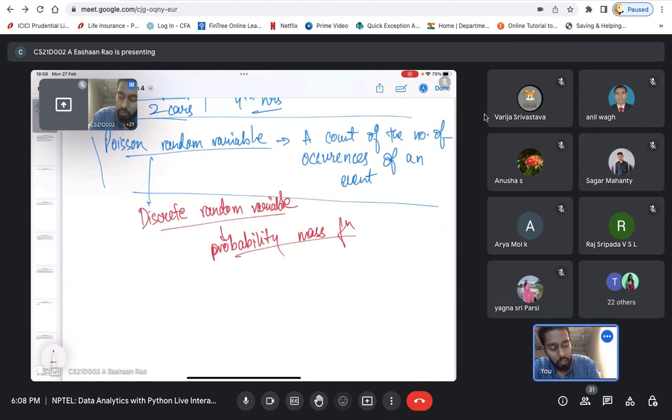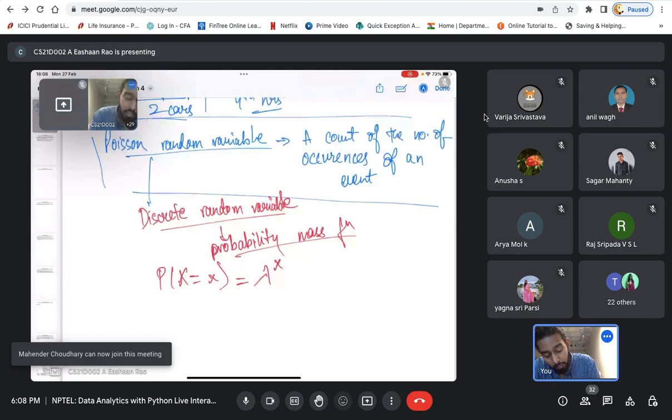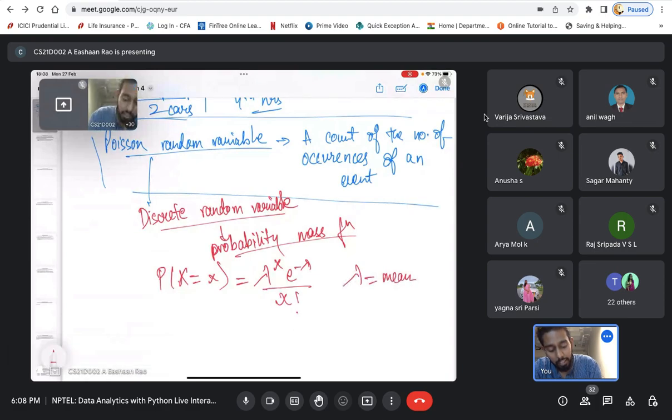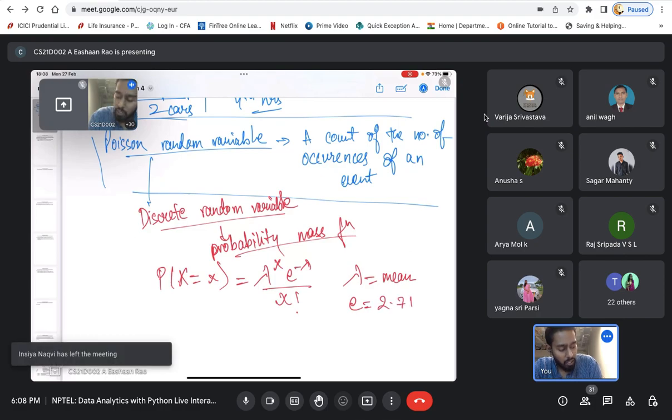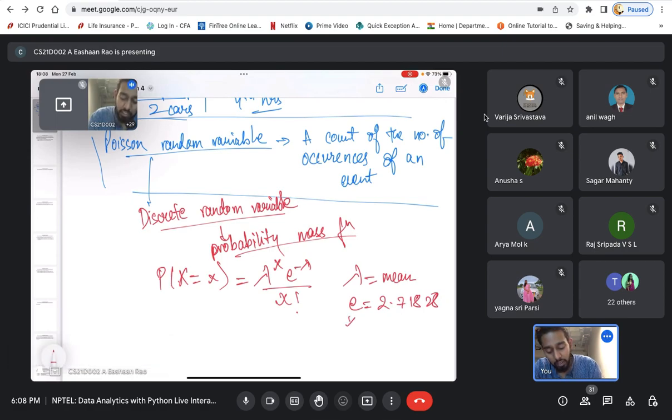For a Poisson distribution, given a random variable small x, it has been defined as lambda raised to x, e raised to minus lambda, over x factorial, where lambda is the mean, and e is the exponential constant, which is around 2.71828. And x is the count that we are asking about: what is the probability of that certain count of occurrences?